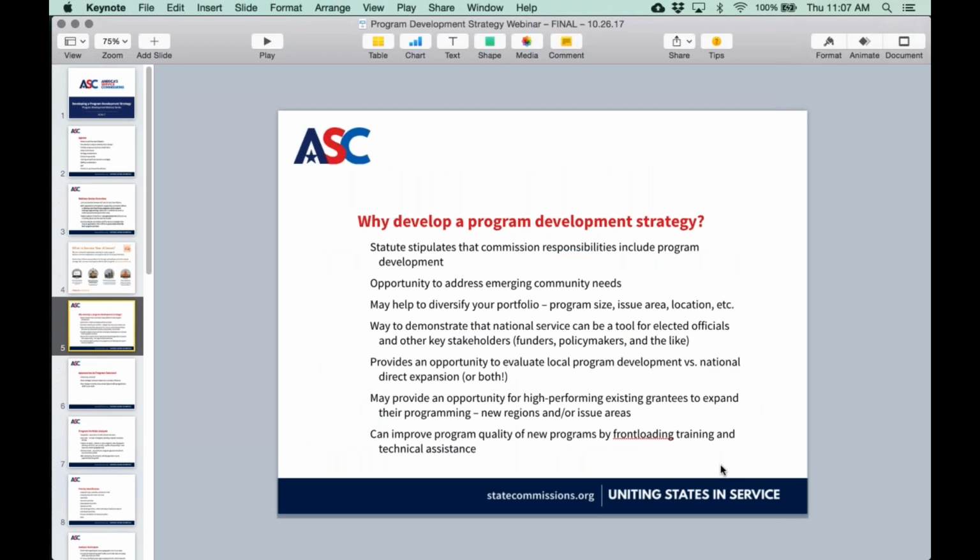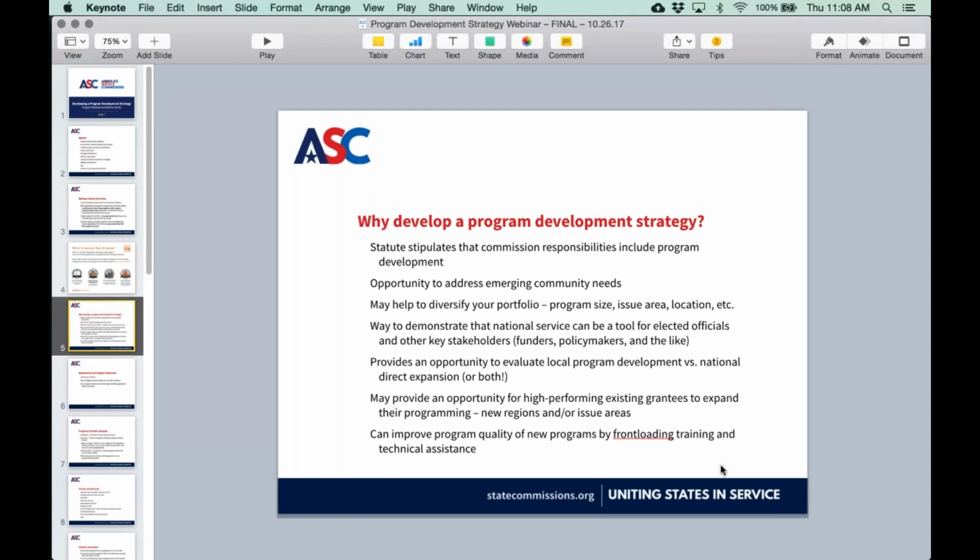So I think that many of you have already thought about this, but we wanted to put out there some ideas and reasons why a commission might want to take a step back and think about developing a thoughtful program development strategy. The first one, and I think many of you are aware of this, is that statute stipulates that commissions have responsibilities for program development within their state. I know that we tend to spend a lot of time and energy on the monitoring aspect of our work, and certainly that is an important piece as well. But statute also envisions a strong role for commissions in developing new programs within their state.